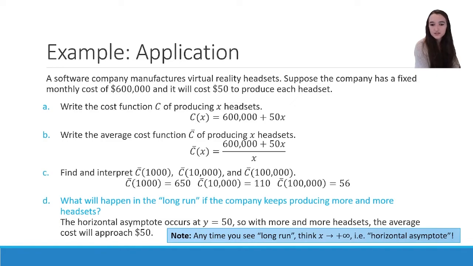So with more and more headsets, the average cost will approach $50, and that's something you can check by plugging in larger and larger numbers. We should never cross $50, but we should just keep getting closer and closer to it. So just a special note here is, anytime you see the phrase long run, you should think what's happening as X goes towards positive infinity. Which, in this case, means where is the horizontal asymptote?